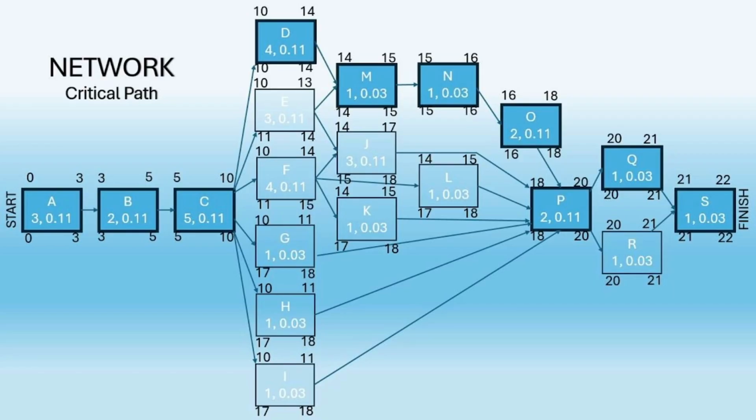Here is our critical path, which is the longest we determined our project to last, which again is 22 weeks, and that critical path consists of A, B, C, D, M, N, O, P, Q, and S.